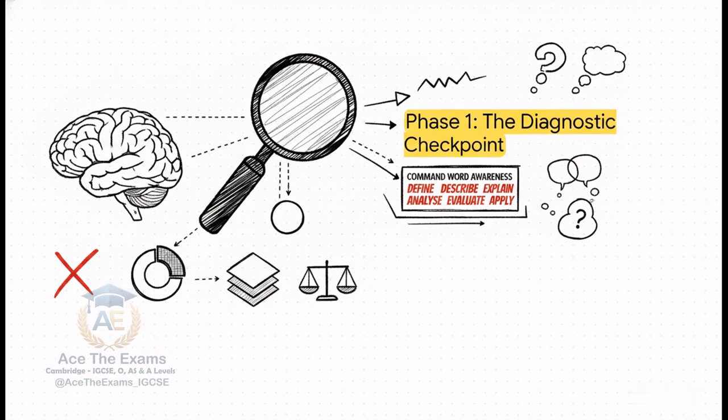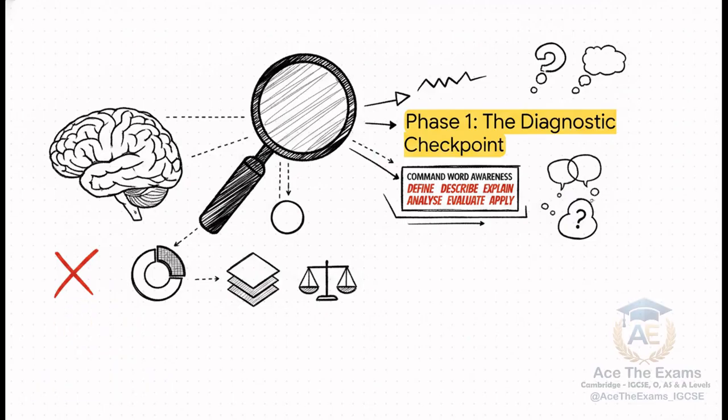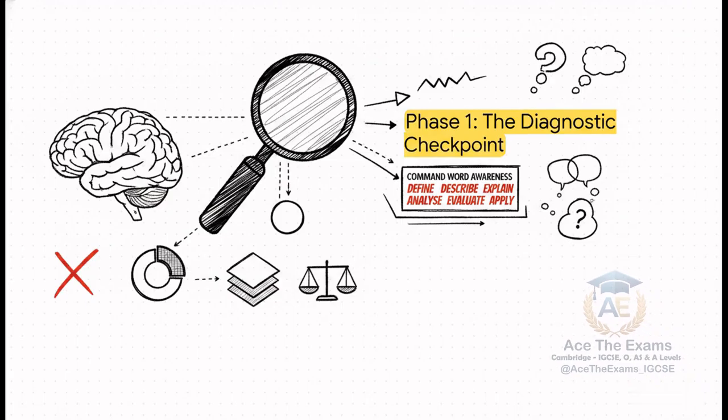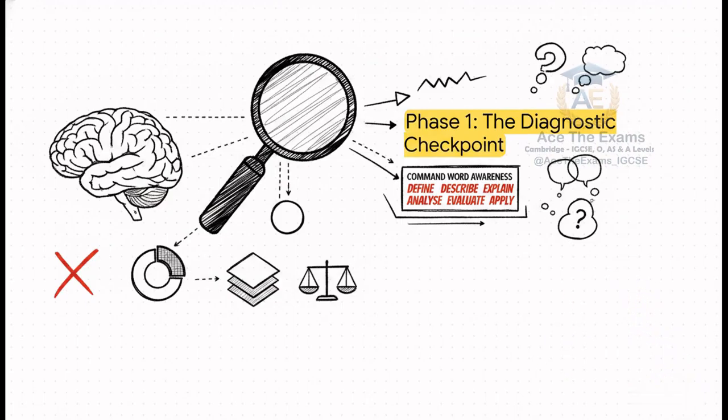So how do we fix this? Let's dive into the solution, starting with Phase 1, the diagnostic checkpoint. Before you write a single word, you have got to diagnose the exact demand of the question. You need to pay incredibly close attention to command words like define, describe, explain, analyze, evaluate, and apply. Think about it. If the examiner asks you to evaluate and you just describe, boom, you've instantly capped your mark scheme density. You must determine up front if the task is testing a process explanation, a system design understanding, or a scenario-based judgment.